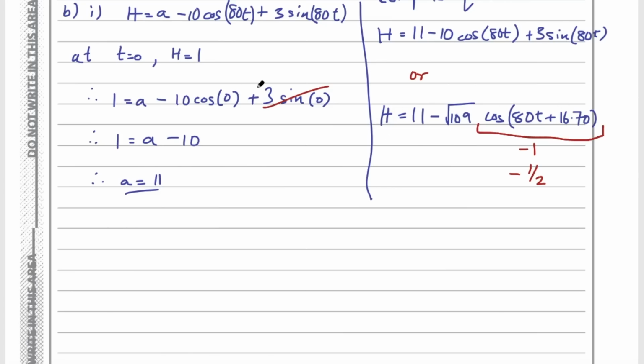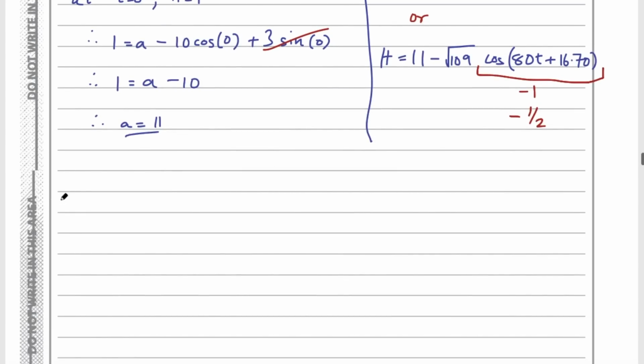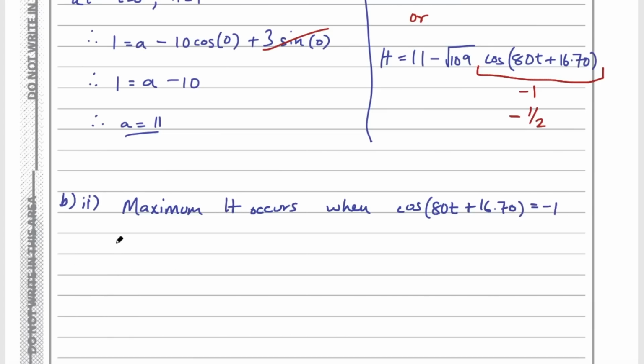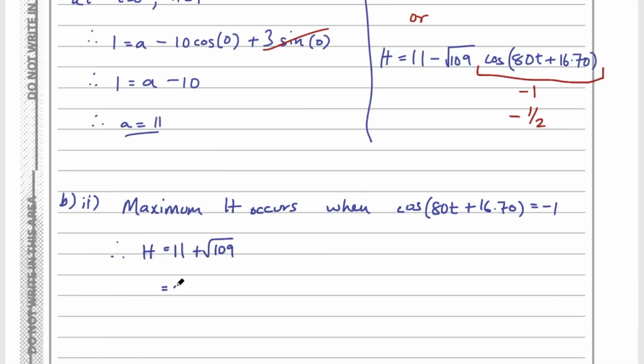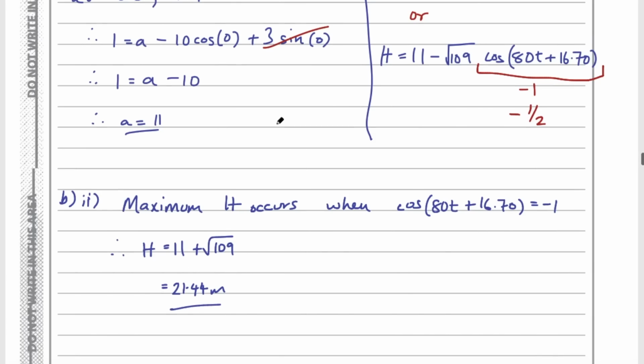So what we want is when the cosine part of this function equals -1, then we'll get the largest, the maximum height. So for part B, part 2, we can say maximum height occurs when the cosine of 80t plus 16.70 equals -1. So therefore, the height equals 11 plus the square root of 109. And we can put that into a calculator to get a value. So 11 plus the square root of 109 gives us, we could change that to a decimal, 21.44 meters, I believe. I think you could probably leave it as that, but just to be safe, you can give the decimal answer as well.